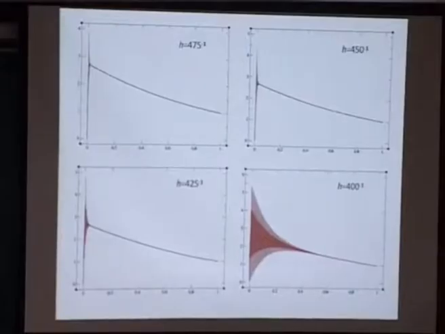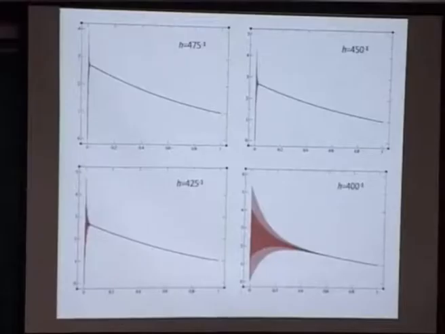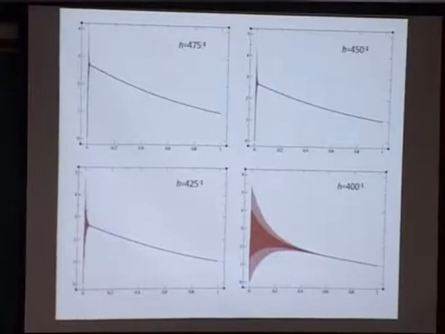These four plots are essentially the key plots for 475 inverse, 450 inverse, 425 inverse, and 400 inverse, which show very clearly that the deviation of the numerical solution from the exact solution increases very rapidly as you increase the step size. And the program stops terminating above a value of h equals 400 inverse, or around 395 inverse, which means that is the critical step size, the maximum step size that you can take to have a stable solution, although not very accurate even at 400 inverse.